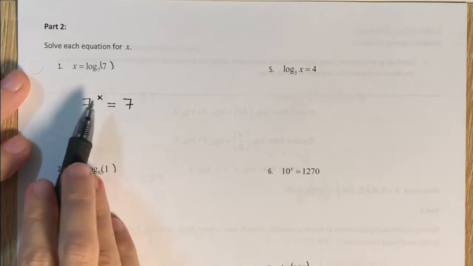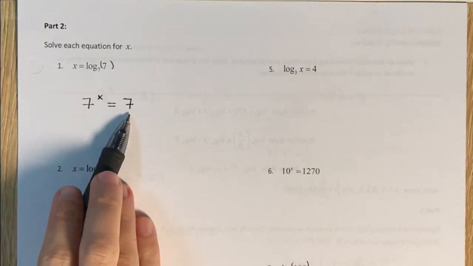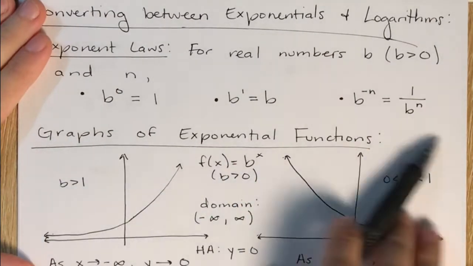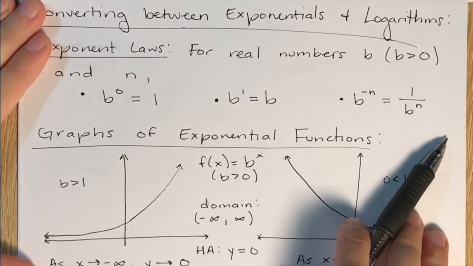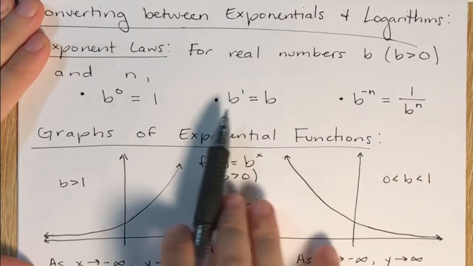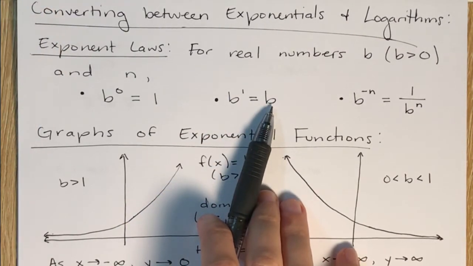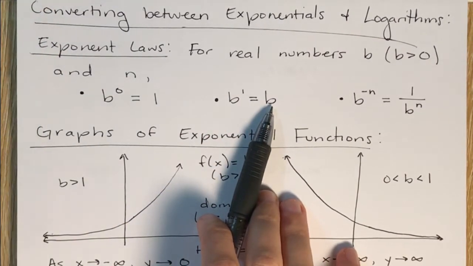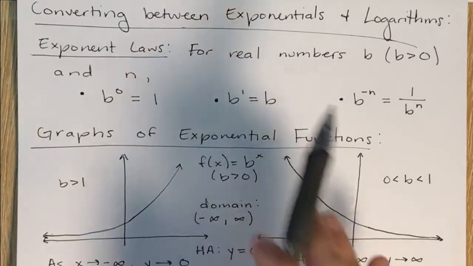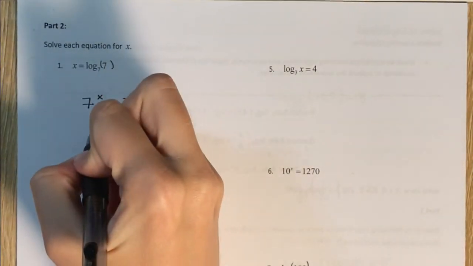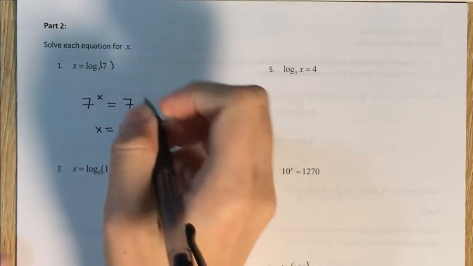So 7 to the what equals just 7? Well, if we recall our rules from the beginning, do our rules tell us anything about 7 to something just being equal to 7? Yeah, something to the 1 is equal to just itself. So then if 7 to the x is equal to 7, then x must be equal to 1.